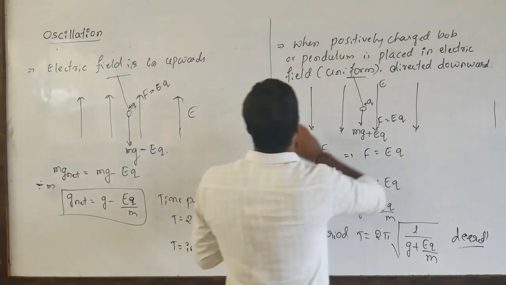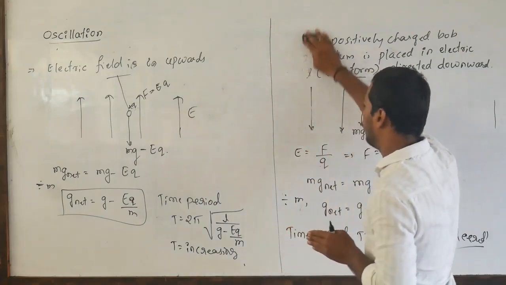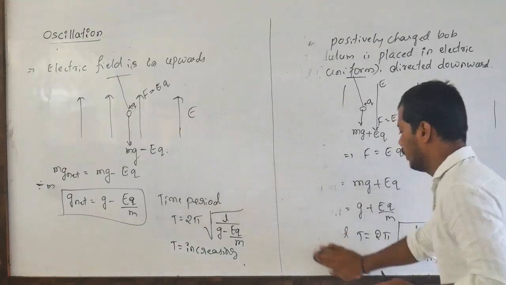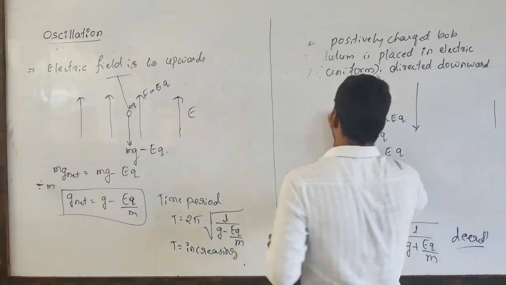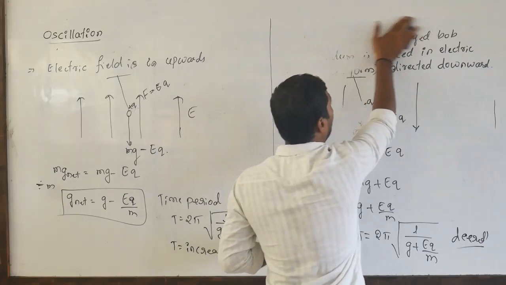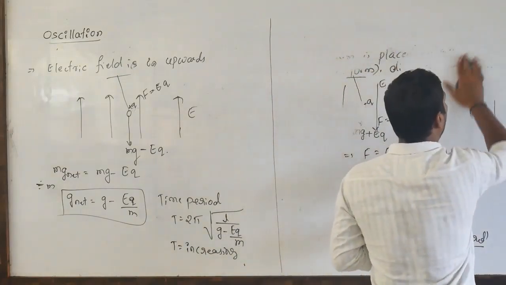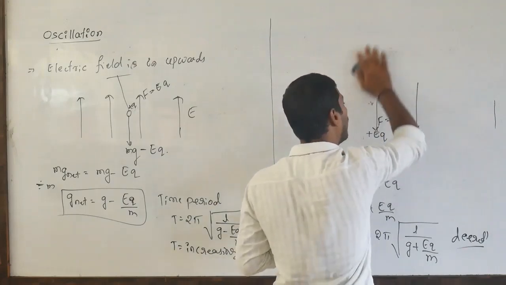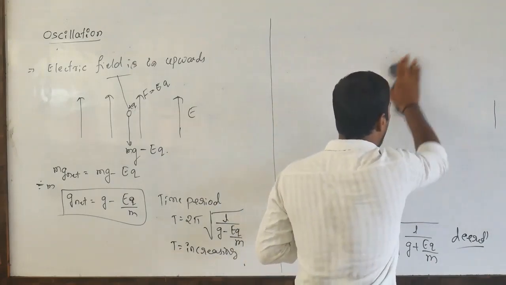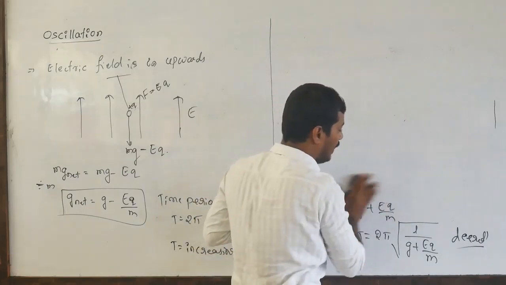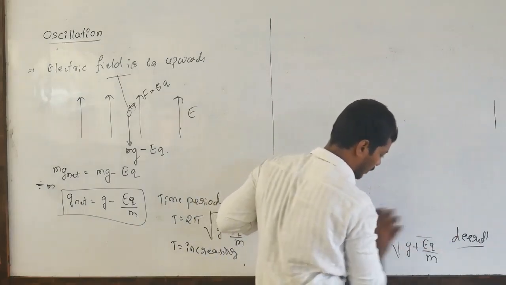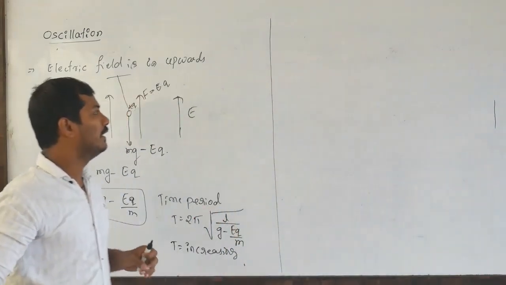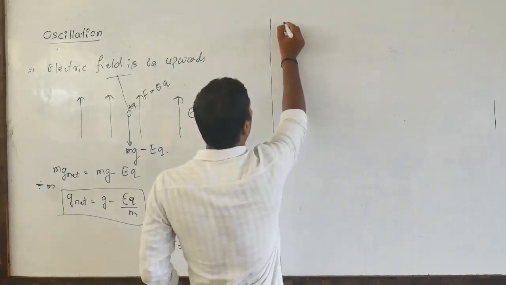These are the conditions of the simple pendulums. Then we'll discuss the next very important and last concept of this chapter, that is the types of oscillations. There are two types. One is free oscillation, also called undamped simple harmonic oscillation or undamped oscillation, and another one is damped harmonic oscillation. Types of oscillation.